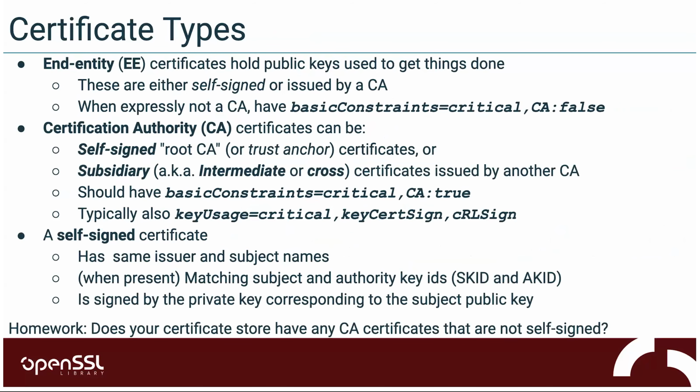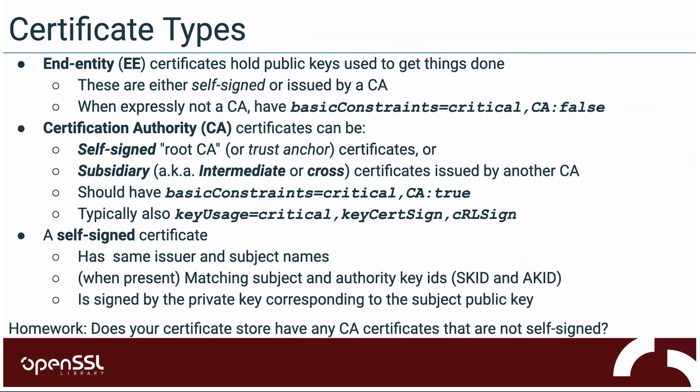Okay, certificate types. There are 3 certificate types of interest. End entity certificates hold public keys that you get things done with. You're a web server, you're a web client, you're a signer, code signer, you're a time service. Any one of those things are applications that the server or client may have a key for, and it will have an end entity certificate to take that role.